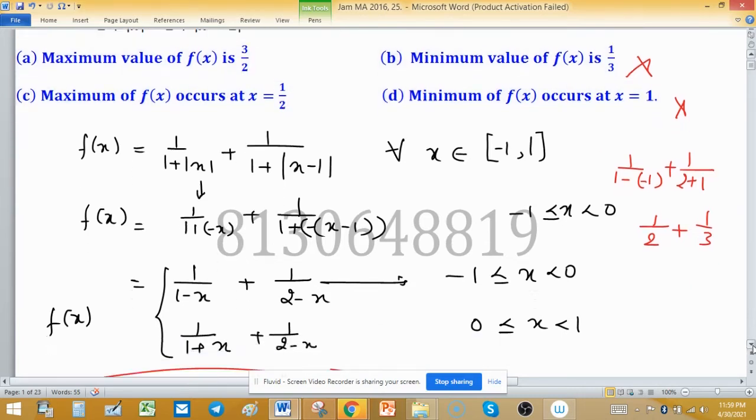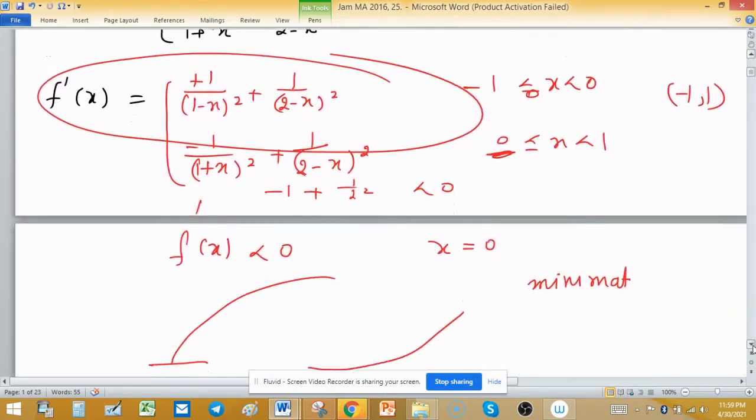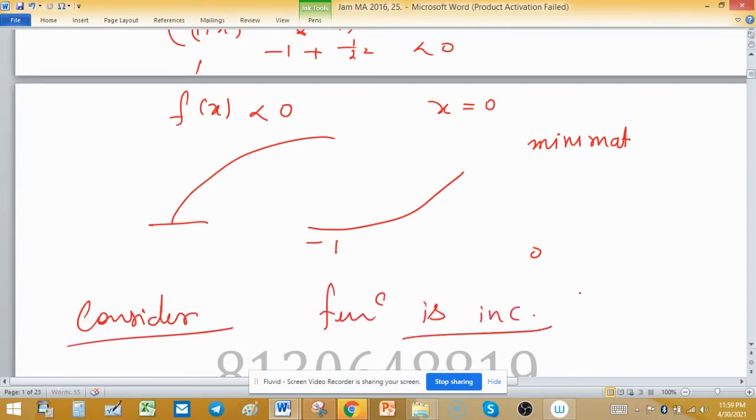So we all know the function is increasing for this point. So consider the function is increasing, or say monotonically increasing, over the closed interval -1 to 1.